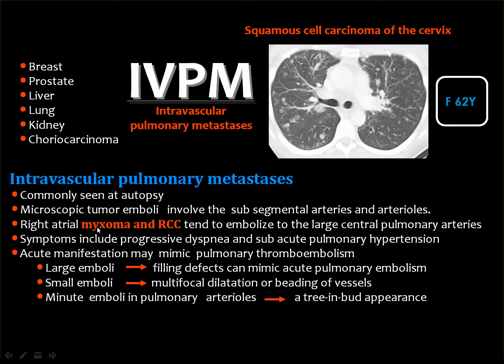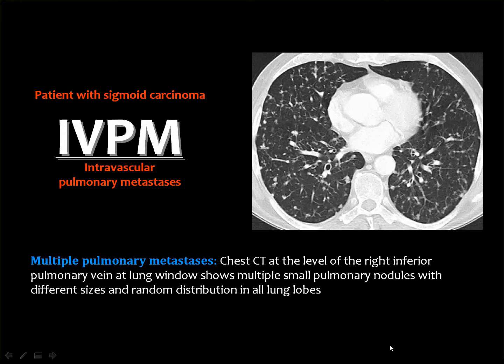These two lesions, myxoma of the right atrium and renal cell carcinoma, tend to embolize to the large central pulmonary branches. Large emboli will result in filling defects, simulating pulmonary embolism, while small emboli may result in multifocal dilatation and bleeding of the vessels. Minute emboli may give the appearance of tree-in-bud in the lung.